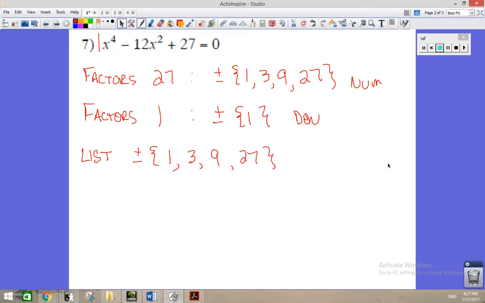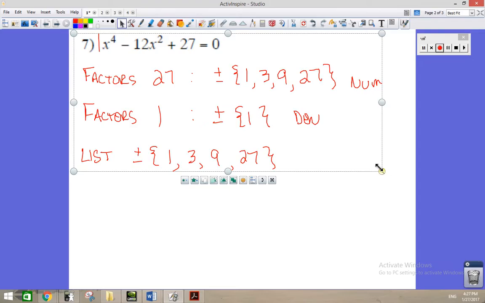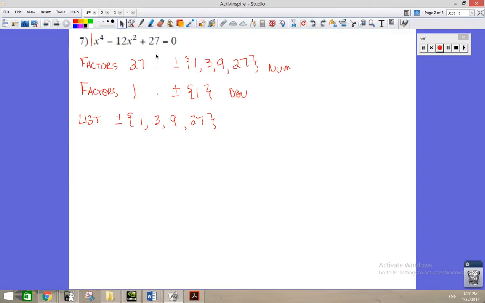So now I need to do synthetic division, or I could plug in the numbers and see whether or not they work. Like I can plug in 1 and quickly see that 1 minus 12 plus 27 is not 0. I can quickly plug in negative 1 and see the same thing. By inspection, 1 and negative 1 are not going to give me zeros. A little bit harder for 3, because 3 to the 4th is 81 and 3 squared is 9 and 9 times 12 is like 108 or something like that. I'm just afraid that I'm so bad at mental arithmetic I could make a mistake.